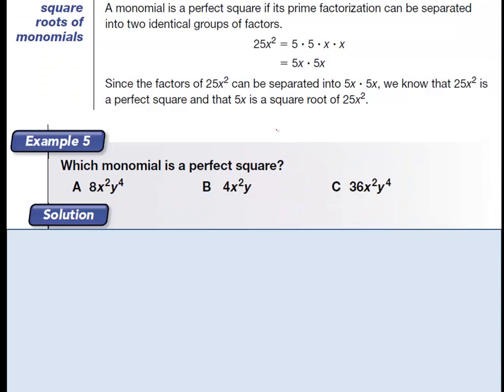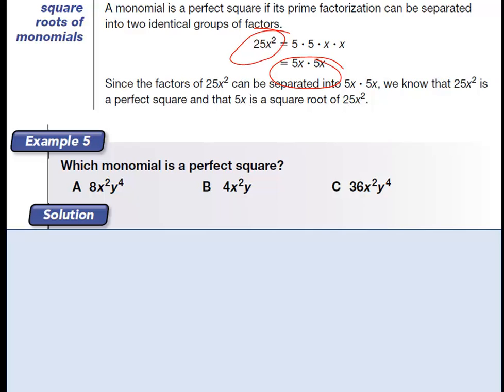All right, so now let's talk about monomials and perfect squares and prime factorizations and how they can be separated and broken up. So if you get 25x squared, that can be factored out to be 5 times 5 and x times x, which is 5x times 5x. So that is a perfect square. All right, a monomial is a perfect square because it can be broken out exactly into 2 exactly the same factors. So now let's look at these 3 down here and see if you can tell me which of them is a perfect square also.